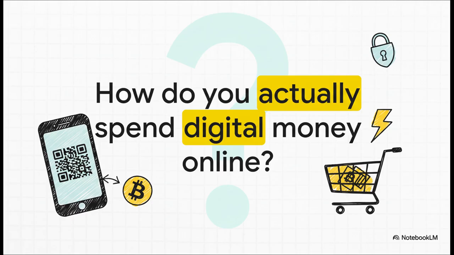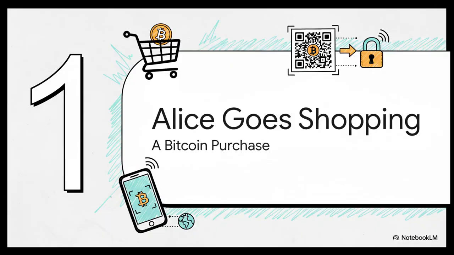Well, let's find out. To make this super clear, we're not going to talk in hypotheticals. We're going to follow a really simple, real-world example. We'll track a single purchase made by a character we'll call Alice. So, meet Alice. She's got some Bitcoin in a digital wallet on her phone, and she is ready to make her first purchase. Nothing crazy, just a premium podcast episode. A simple, everyday digital item.